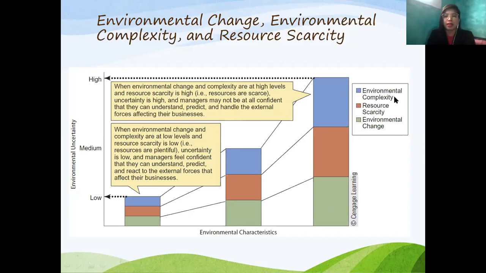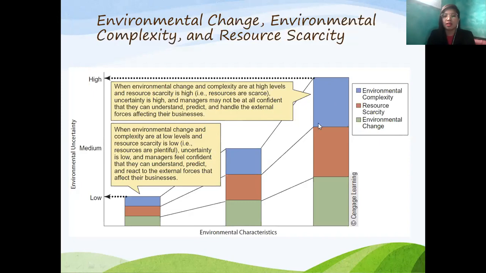Wherein the environmental complexity, the resource scarcity, and the environmental change all go high, resulting in high environmental uncertainty. So when environmental change and complexity are high, and resource scarcity is high also, the resources are scarce, uncertainty is high, and managers may not be at all confident that they can understand, predict, and handle the external forces affecting their businesses.